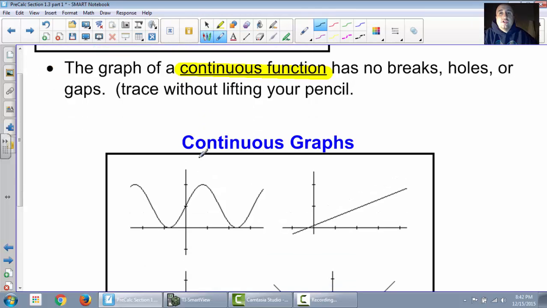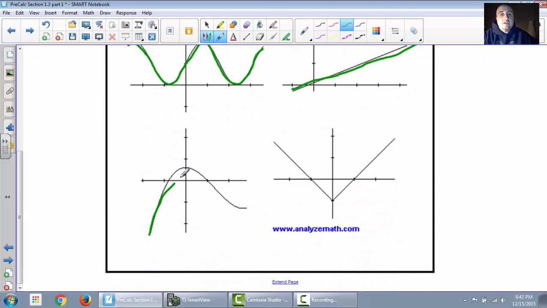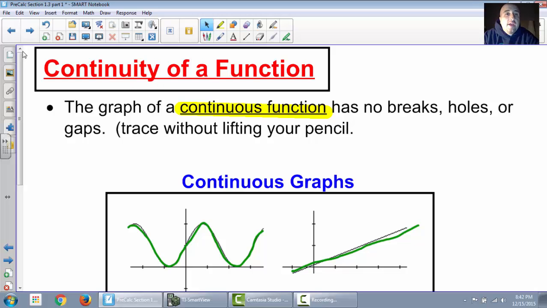Let's look at graph number 1 here. If I start on the left, I can follow this graph and trace the whole thing and never have to lift my pencil once. Same thing with this one. I can trace this whole graph, trying to stay as straight as I can, and don't have to lift my pencil. Same thing here. A little hard to do on this computer. So these are 4 examples of continuous graphs. I don't have to lift my pencil to trace them. Pretty easy concept: continuous graphs have no breaks, holes, or gaps.